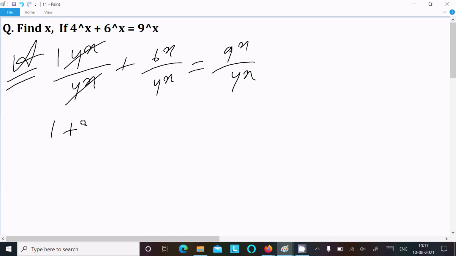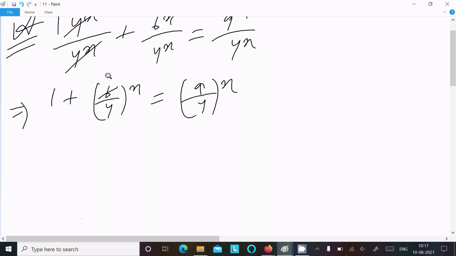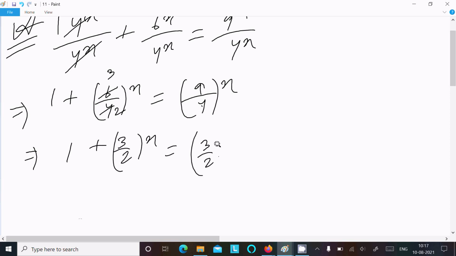Now 1 plus 6 by 4 power x, and this here 9 by 4 power x. So thereafter here it cancels by 2: 2 into 3 is 6, 2 into 2 is 4, and this here 3 square by 2 square. So that is 1 plus 3 by 2 power x, this here 3 by 2 power x, and here 2. So 3 square by 2 square, that is 9.